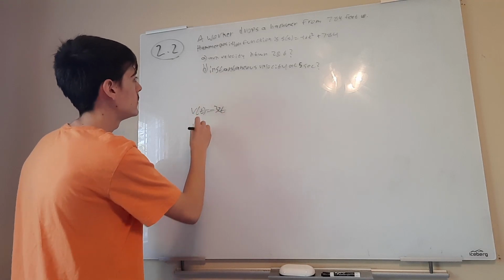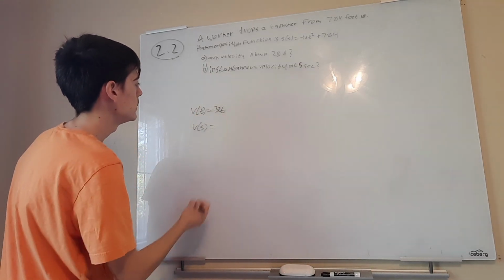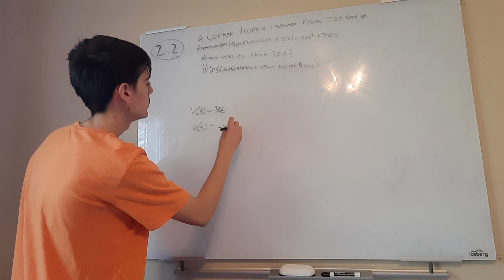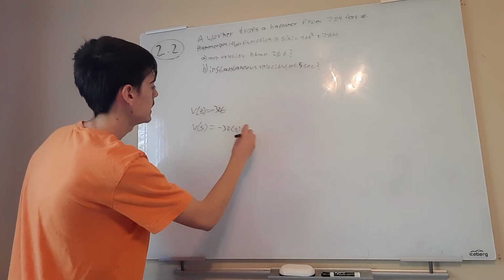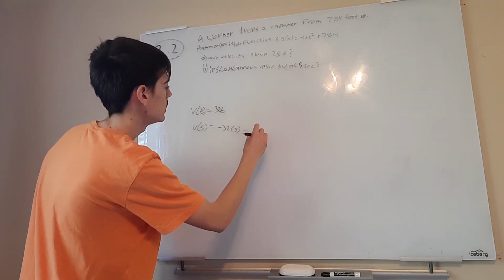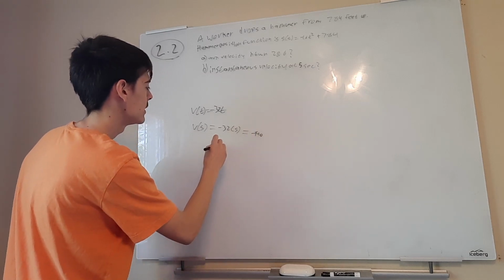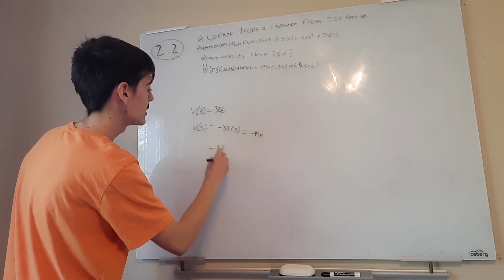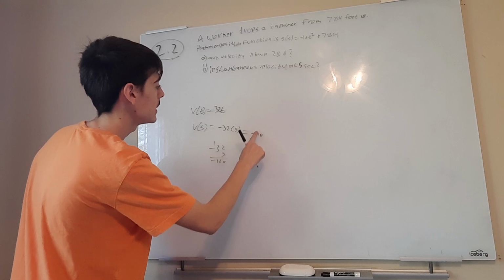So now we want to know v of 5. It'll be negative 32 times 5. And that answer will give us negative 140, I want to say. 32 times 5, I forgot to check this. No, it's negative 160. My bad.